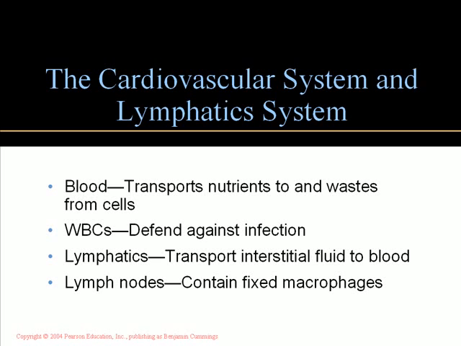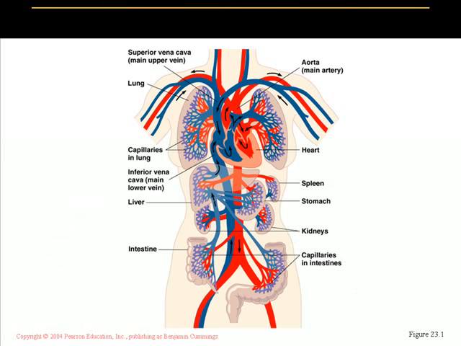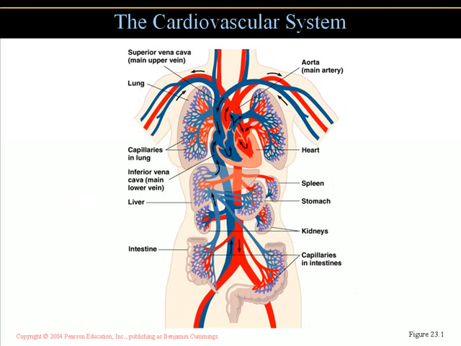White blood cells defend against infection. The lymphatics transport interstitial fluid to the blood system. This interstitial fluid contains cells that fight infections such as macrophages and lymphocytes. This is just an illustration from your textbook demonstrating the cardiovascular system.